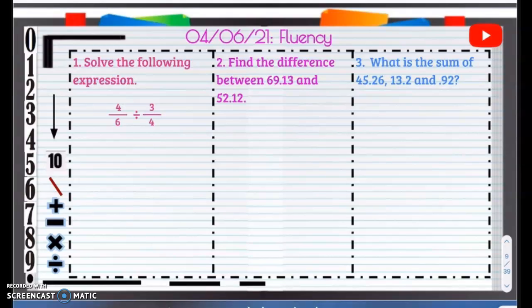All right, our fluency, the first one, we're going to solve this expression. So we're going to be dividing fractions. When we divide fractions, we keep, change, flip. It's Kentucky Fried Chicken with a twist because it's Kentucky Chicken Fried.